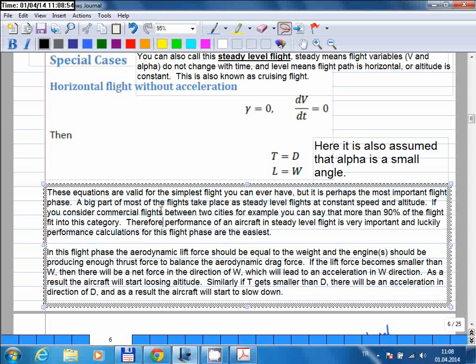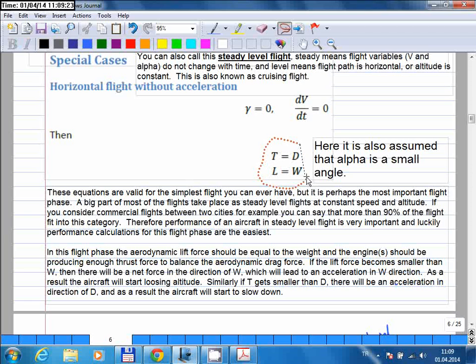So for example, consider the commercial flights between cities. If you are traveling from Istanbul to New York, the aircraft takes off, reaches a certain altitude, and then starts going along a straight flight path, right? If the flight takes 9 or 10 hours, then more than 90% of the flight obeys the assumptions that lead to these simplified equations, okay?